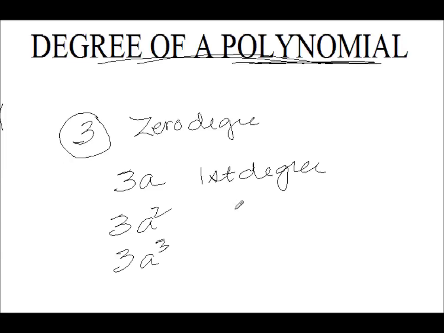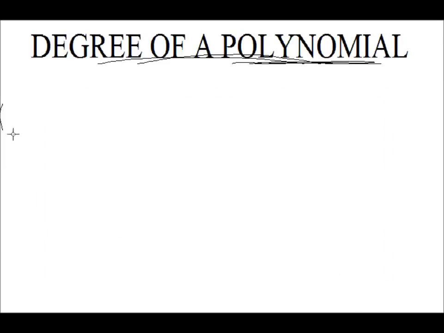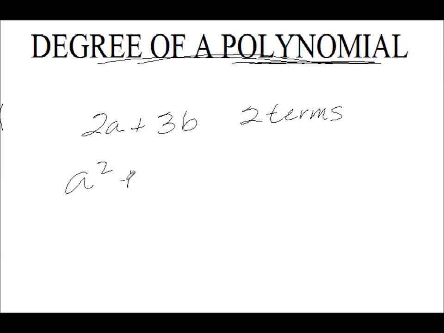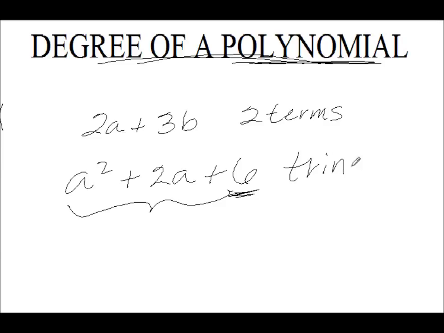So when we talk about how many terms a polynomial has, I should probably mention that too. Sometimes you'll be asked, how many terms in a polynomial? If you say 2a plus 3b, that has 2 terms, and it's actually a binomial, as you remember. And if we have a squared plus 2a plus 6, this 6 counts as a term all by itself, even though it doesn't have any letters. This is a trinomial, and it has 1, 2, 3 terms.